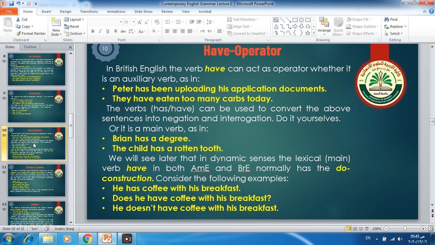So for example, he has coffee with his breakfast. This time has here refers to the process of drinking coffee. So it has a dynamic sense. Then we should use the do operator instead of using the same verb to perform the operation. So we should say, does he have coffee with his breakfast? Or he doesn't have coffee with his breakfast.